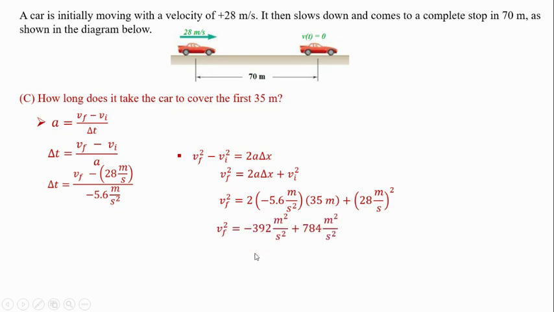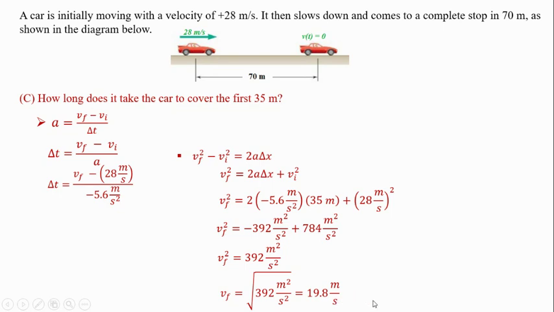If you simplify, it'll look like this. Negative 392 plus 784 gives you a positive 392. And then to get VF by itself, radical both sides. So the square root of 392 is going to give you a velocity of 19.8 meters per second going to the right.